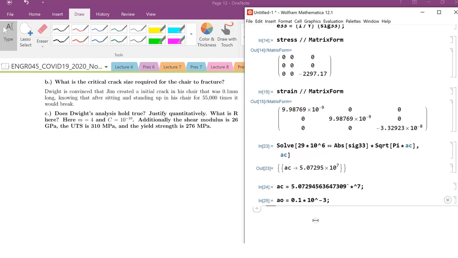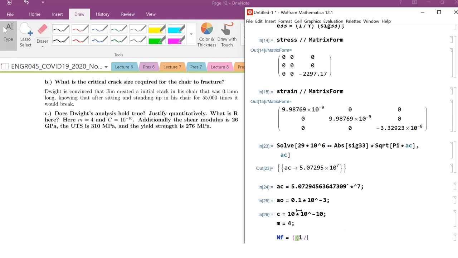So again, we're dealing with fatigue, so we know we need to calculate our number of cycles to failure, given we know this critical crack size and this a naught value here. We want to calculate what that number of cycles to failure is, and then see if Dwight is correct, if he thinks that it's going to fail at 55,000 times. So I know that my C is equal to 10 times 10 to the minus 10. My m is equal to 4. And now my N_f is just going to be this unfortunately awful expression.